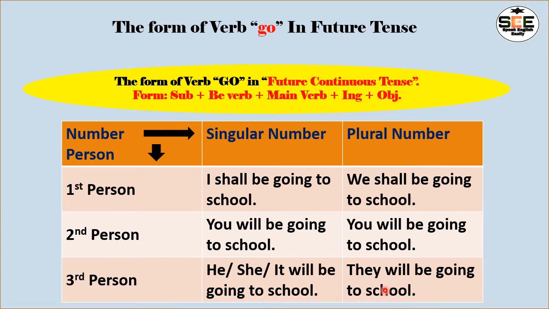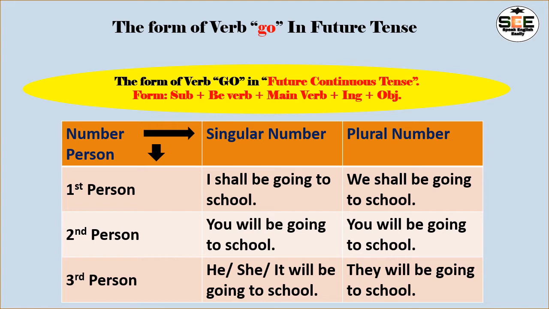So from this table we can understand that in order to write a future continuous tense, we need subject plus be verb of future tense plus main verb plus ing plus object, right? So I hope you can understand easily how to write a future continuous tense of main verb go.